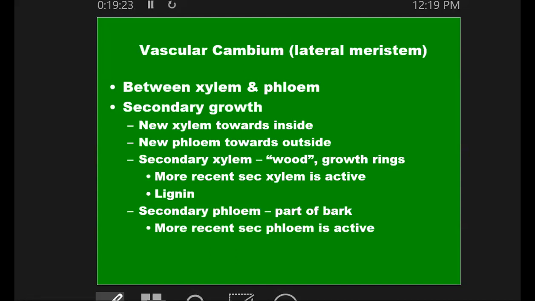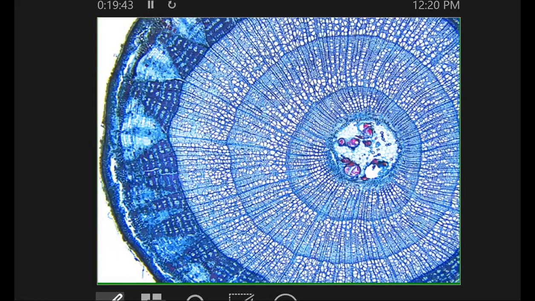And again, the more recent phloem is active, the older one actually dies off and disappears. You don't see it. So they break open from the pressure of the secondary xylem getting laid down, and also the bark to the outside is kind of squeezing them. And so the older phloem dies off.